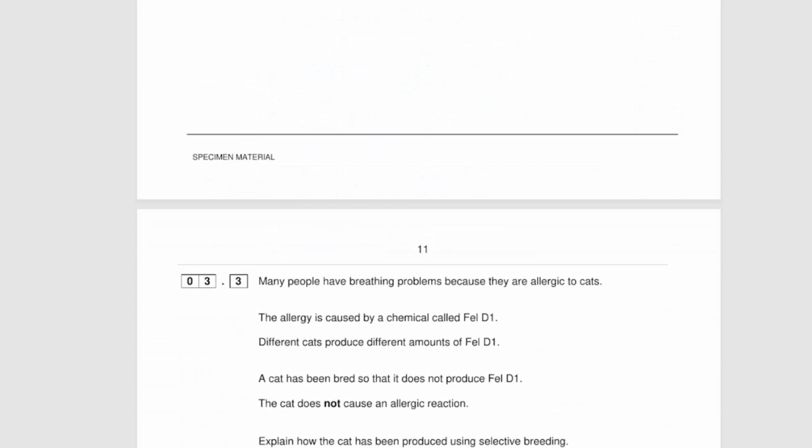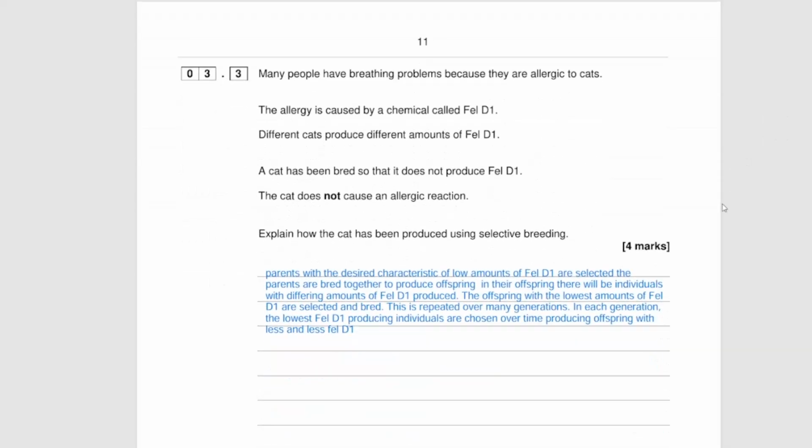Next up is a bit of a longer question with a bit of preamble. Many people have breathing problems because they are allergic to cats, called FeLD1. Different cats produce different amounts of FeLD1. A cat has been bred so it does not produce FeLD1. This cat has been produced using selective breeding. I just realised it may be Fel d 1, like feline. Yeah, either way, the question is unaffected.